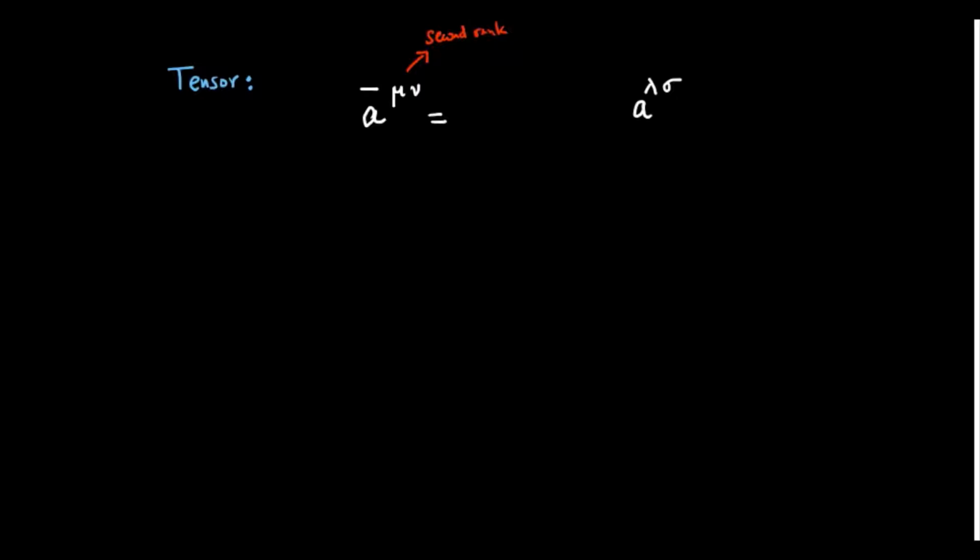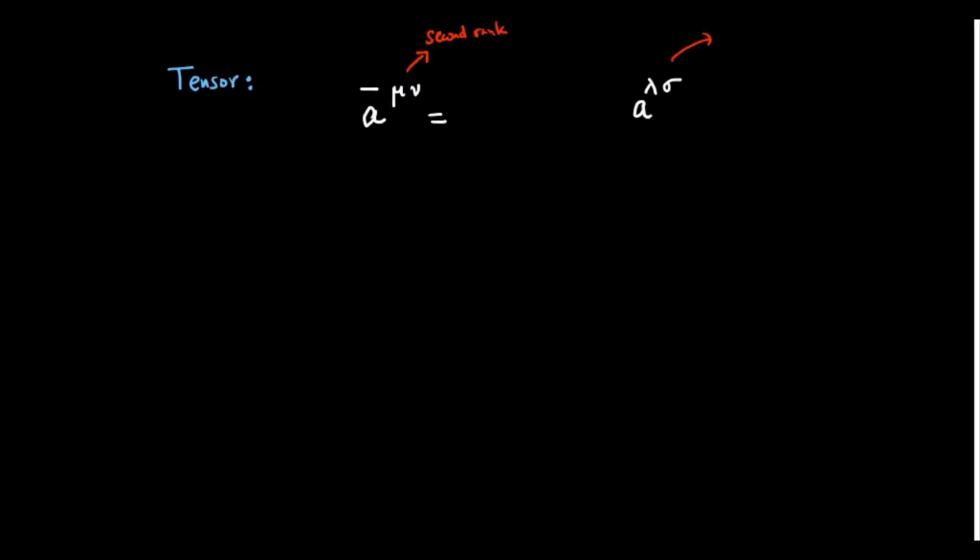A scalar will not vary from one frame to another. It will be invariant under transformation. In that sense, we can call a scalar a rank 0 tensor. So a vector is a rank 1 tensor, and we are going for a rank 2 tensor. This is also a second rank quantity. So you have a mu nu and lambda sigma.